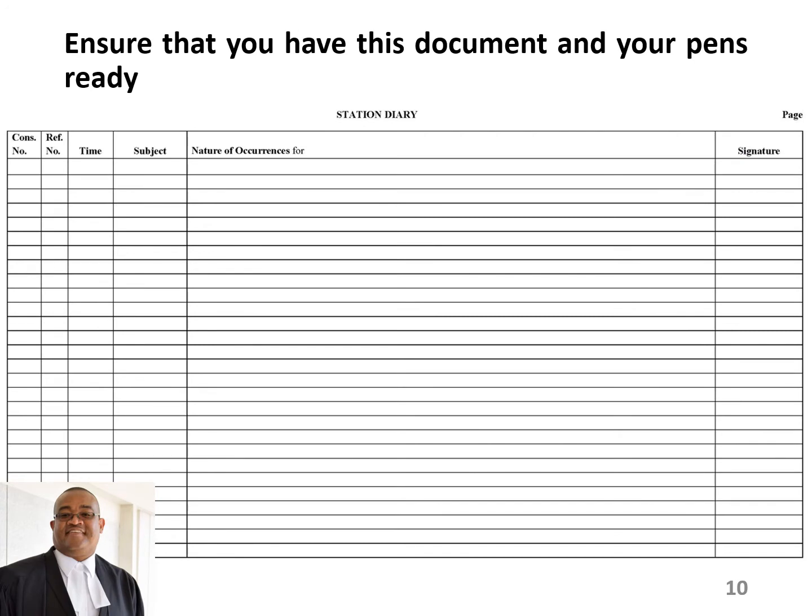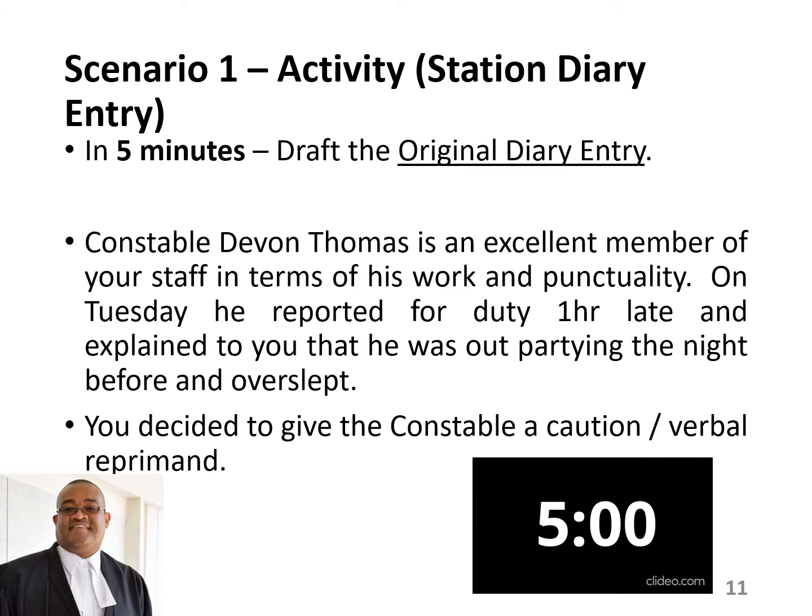For the next activity, you are to ensure that you have the diary entry page ready and your pen, as the activity will be timed. Now, in relation to scenario one, which we have read before, you have decided to give Constable Thomas a caution, or what we call a verbal reprimand. So you have 5 minutes to draft this original diary entry, and the 5 minutes starts now.